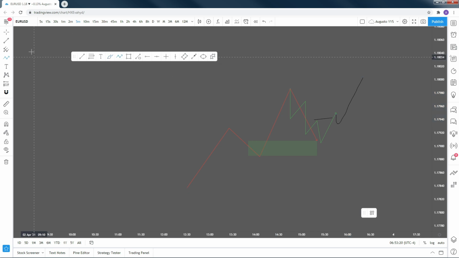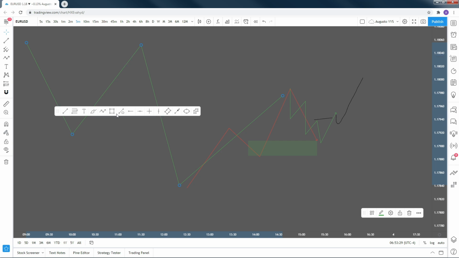But what if the daily chart looks like this? Let's say that we have a daily bearish trend and it looks exactly like this. What is this telling us? That price is now coming from a daily bearish order block here.